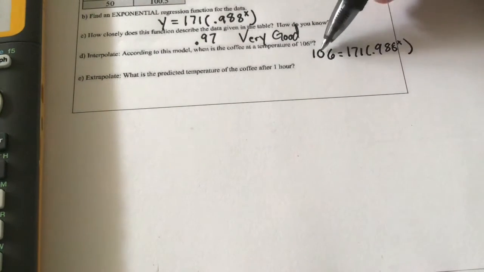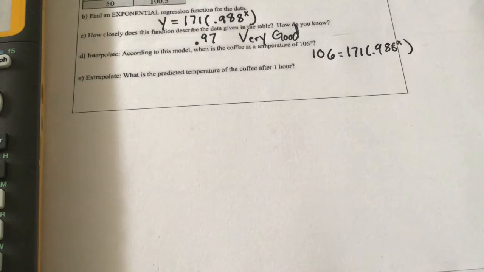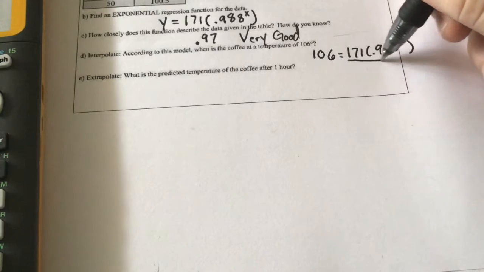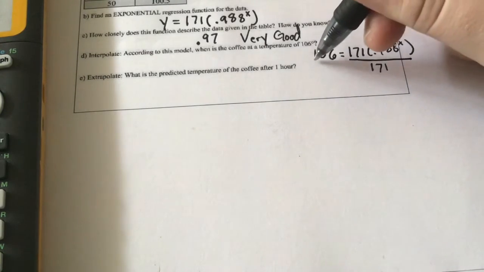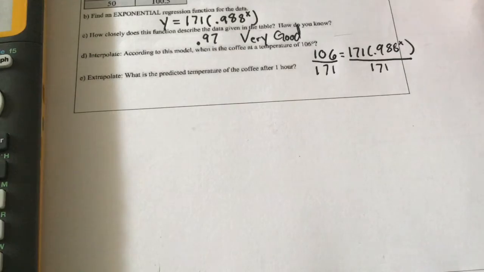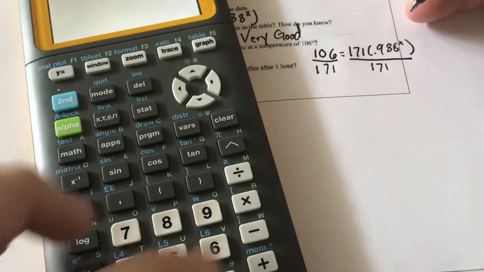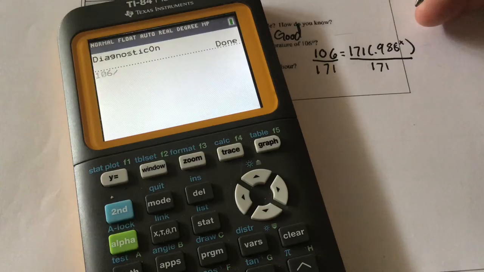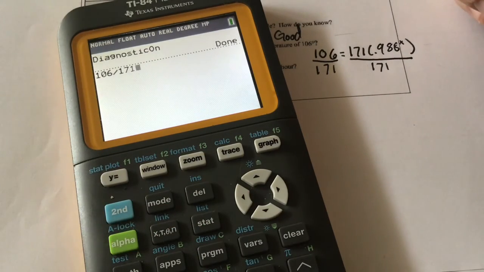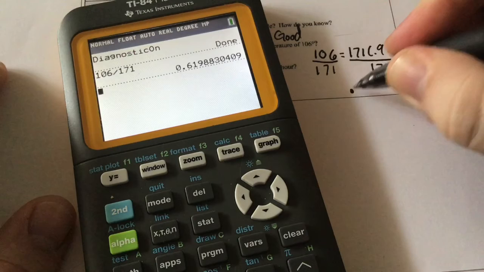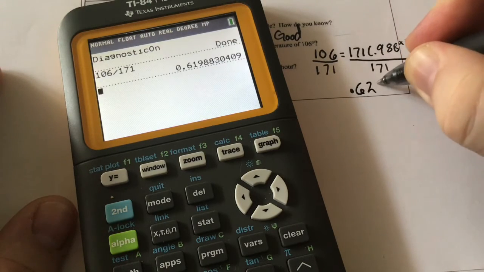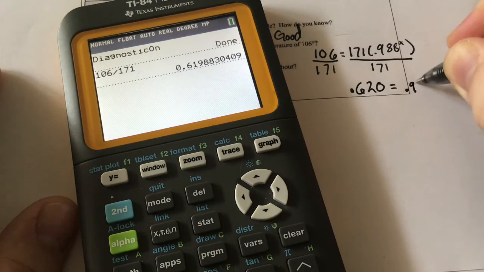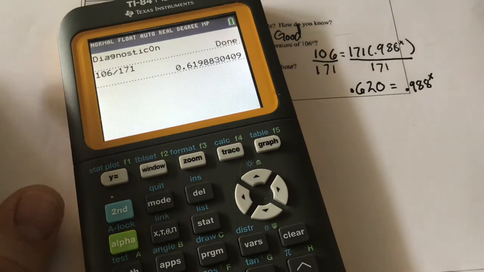So we plugged it in for y because that's what represents temperature, and because we're looking for time, and x represents time, it makes sense that that is our variable that we're looking for. So we want to get this x on its own. We are going to remove the 171 from the equation first by dividing by it. So we get 106 divided by 171. And we end up with 0.620 equals 0.988 to the x power.